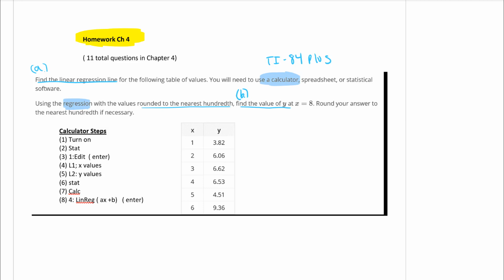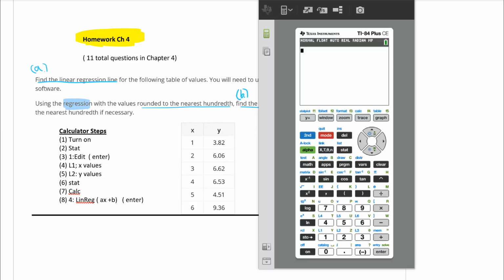I'm going to go ahead and bring up my calculator here. I have already written out the calculator steps. The first thing is to make sure that you turn it on. The On button is right where it's red, so you press On. So now you know that your calculator is on.